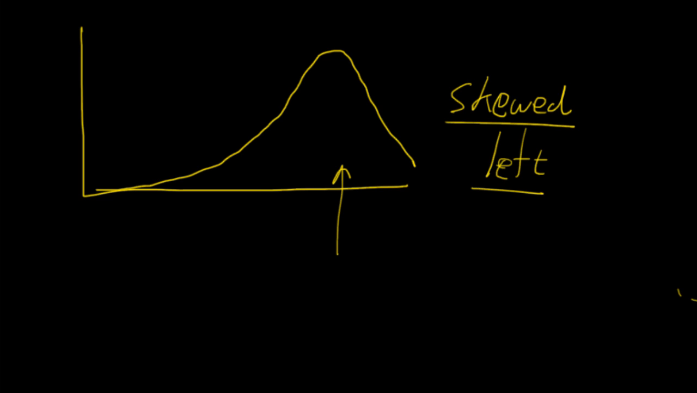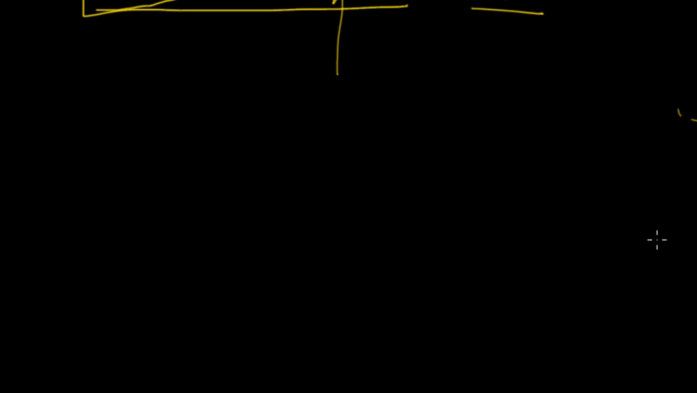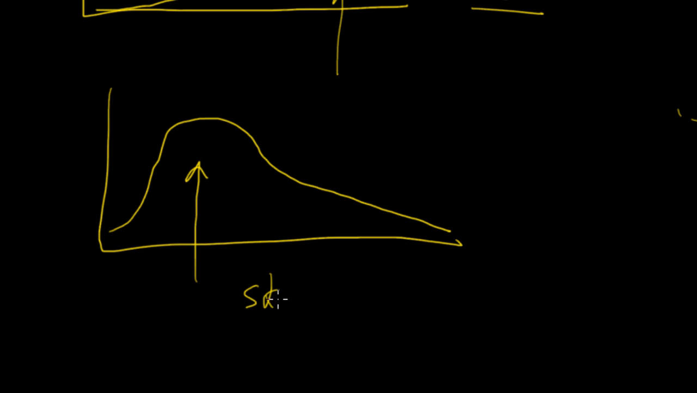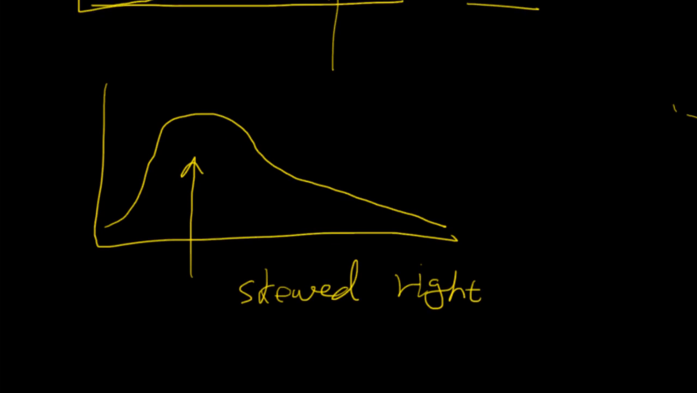Now, in the same way, let's say data points looks like this. Most of the data points in the left side, this is called skewed right. This is called skewed right. Most of the data is towards the left. So it's like an opposite, right? Like I said.